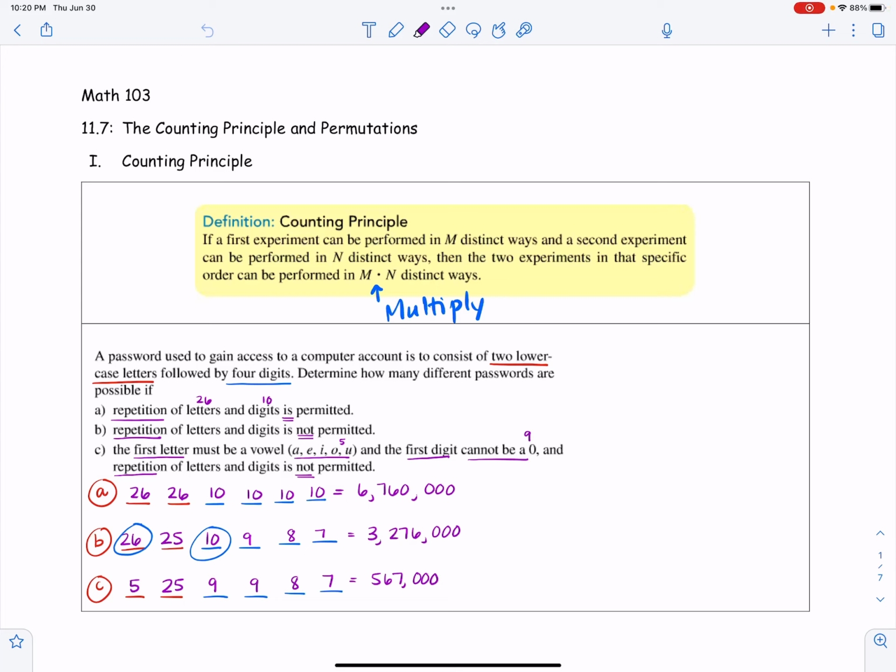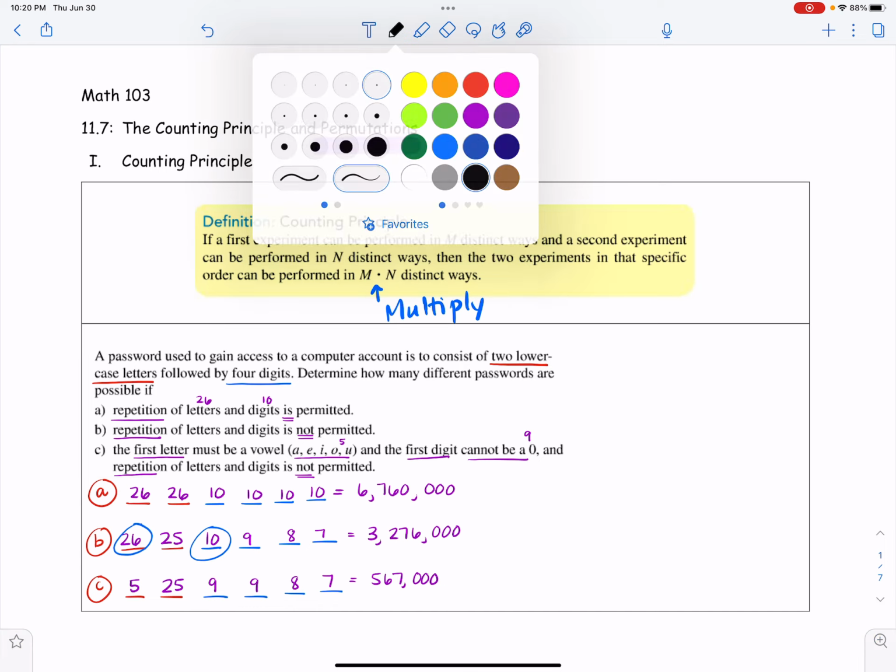So for section 11.7, I'm just going to walk through these are my completed notes, which are posted for you in D2L. There's just a few things I want to point out to you. I'm mainly going to focus on the new thing here, which is dealing with permutations.